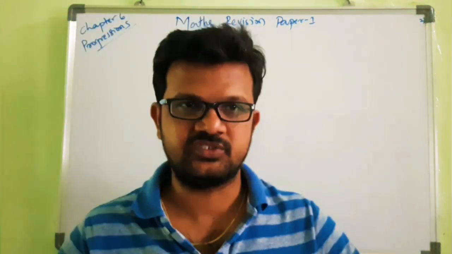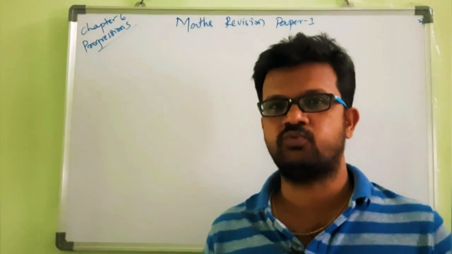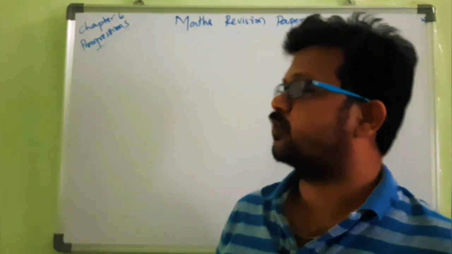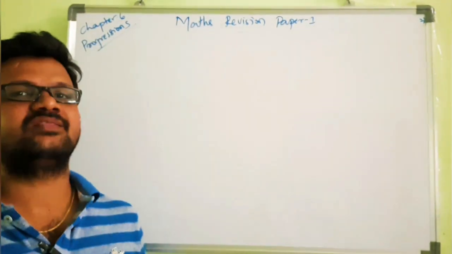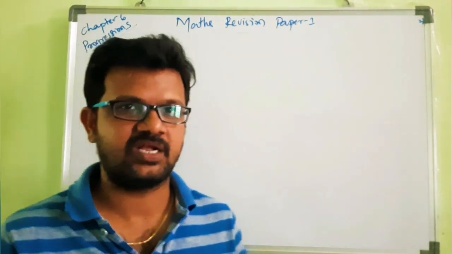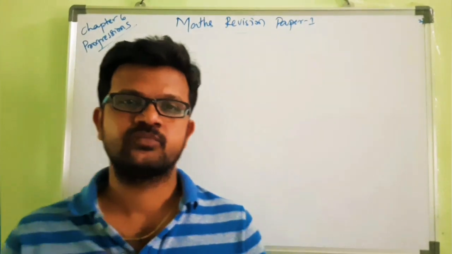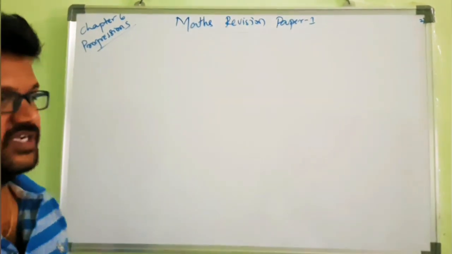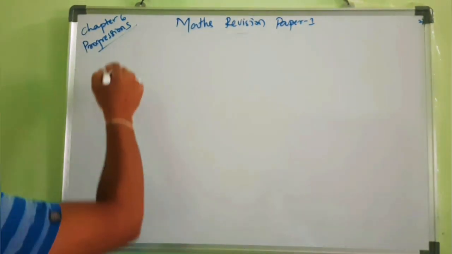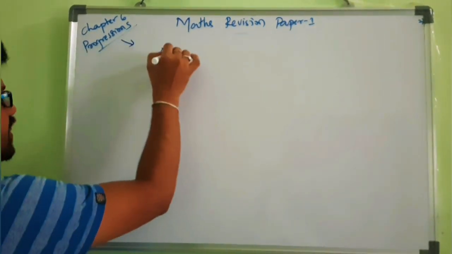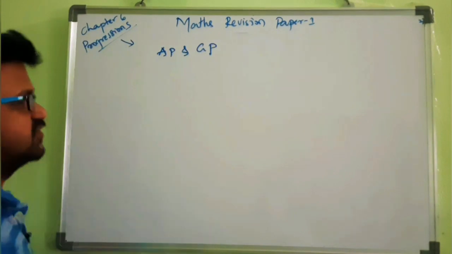Briefly I explain this. Each and every point we cannot cover in this one video. There are different types of progressions, but in your 10th level in Telangana board we have only arithmetic progression and geometric progression. We don't have harmonic progression. In progressions we have AP and GP.